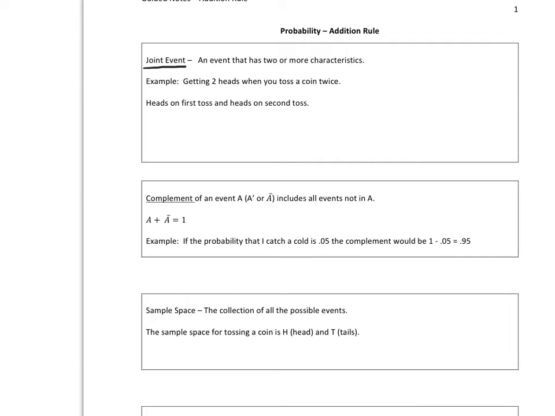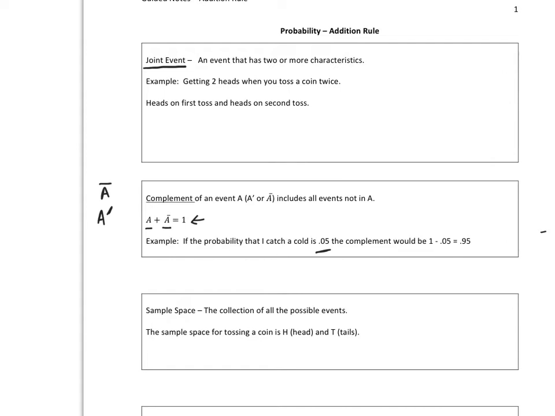Complement of an event A. The majority of the textbooks write the complement of A like that, and that's called A bar. And it includes all events not in A. But I have seen textbooks that use this notation, like A prime. If you take all the events in A plus all the events not in A, it will always give you 1. So the example I gave you is the probability that I catch a cold is 0.05. The complement would be 1 minus 0.05 or 0.95, which would represent the probability that I do not catch a cold.